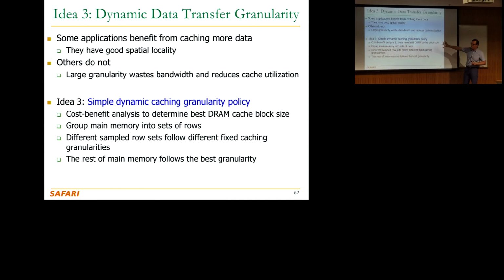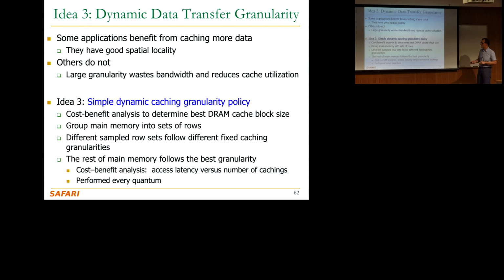In this case, it was a better stall time, but let's not go into that. You can read the paper. And the rest of main memory follows the best granularity. So if you somehow figure out, based on this dynamic profiling, that the best size at that point in time is 1 kilobyte, you follow 1 kilobyte. And then you can change that over time. There's overhead in changing, of course, that we're not going to go into. And there's a cost-benefit analysis. You look at access latency versus number of cachings, and it's performed every time quantum. So if you do this, it actually buys you a benefit. It's additional complexity, of course. But we're basically trying to solve the fundamental problem that a single fixed cache block size is not good enough.